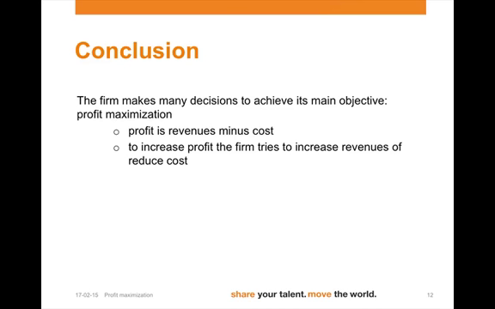The conclusion: the firm makes many decisions to achieve its main objective, profit maximization. Profit is the revenues minus cost, and to increase profit, the firm tries to increase revenues or to reduce cost.